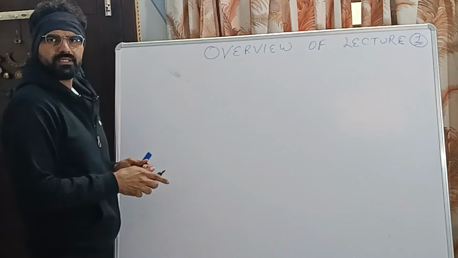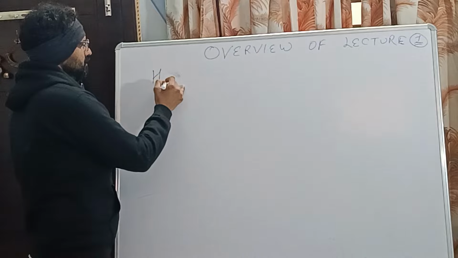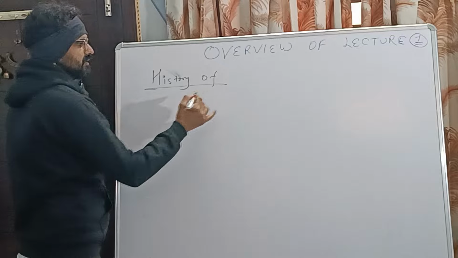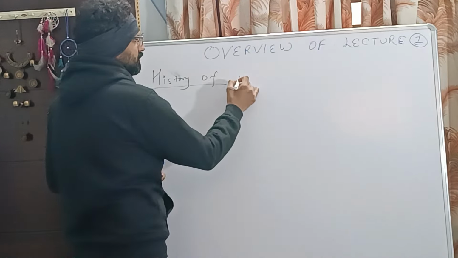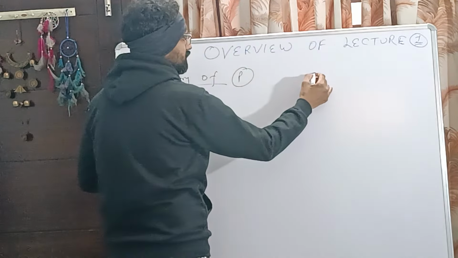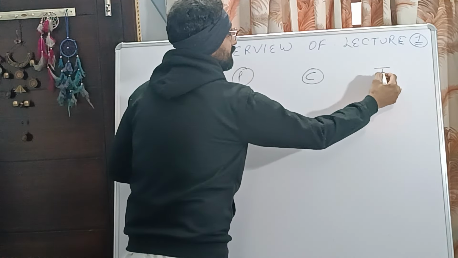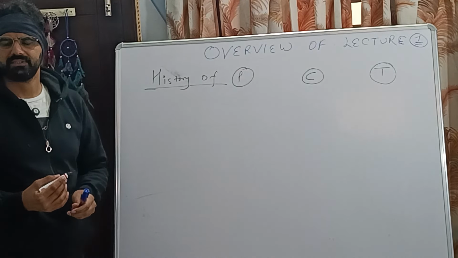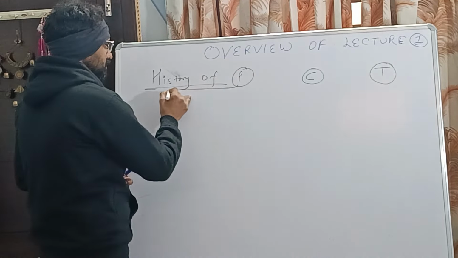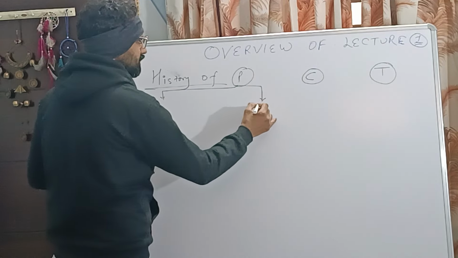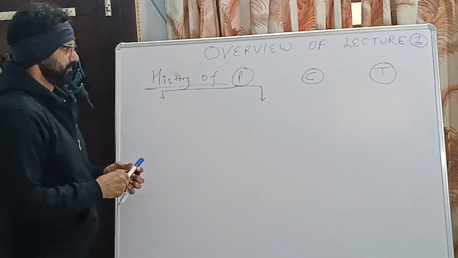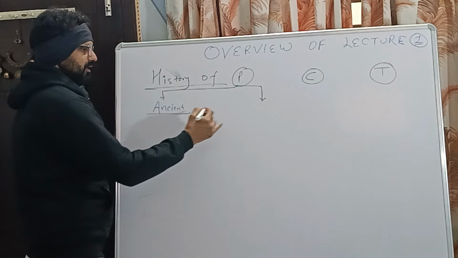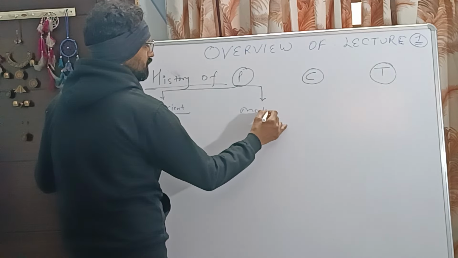So, overview of lecture 1. In this lecture we'll study the history of pharmacology, chemotherapy and toxicology. These are our 3 subjects. In pharmacology, we further divide this history into 2 parts. One is your ancient history and one is your modern history.